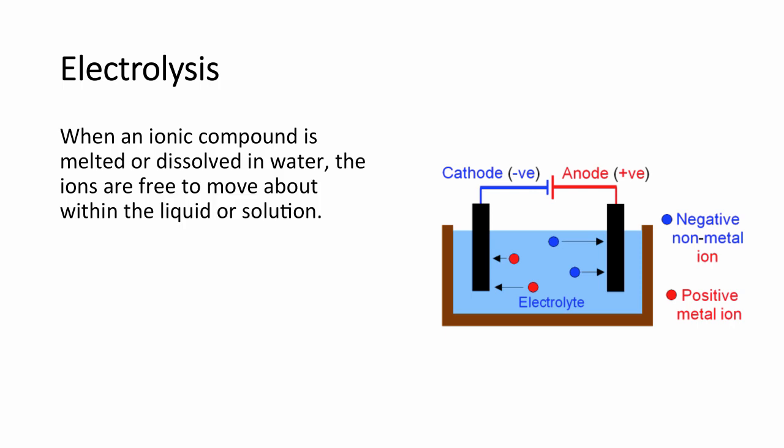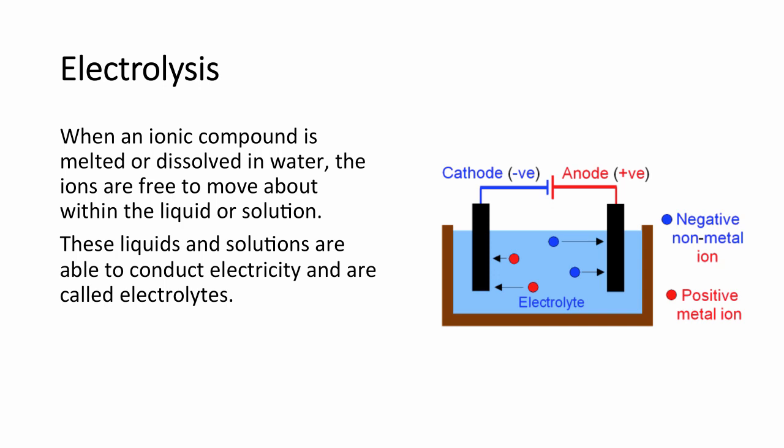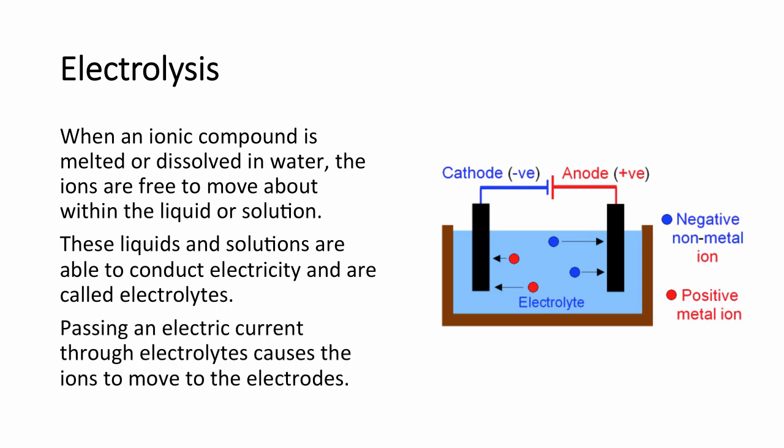Electrolysis. When an ionic compound is melted or dissolved in water, the ions are free to move about within the solution or the liquid, and therefore can carry charge. These liquids and solutions are able to conduct electricity and are called electrolytes. Passing electric current through electrolytes causes the ions within the electrolyte to move towards the electrodes. Positive ions move towards the negative electrode called the cathode, and negative ions move to the positive electrode called the anode.